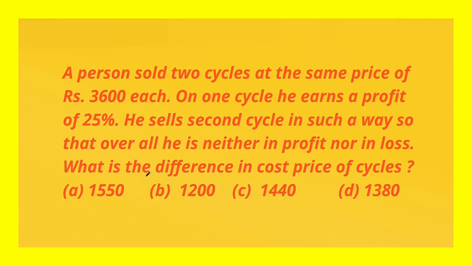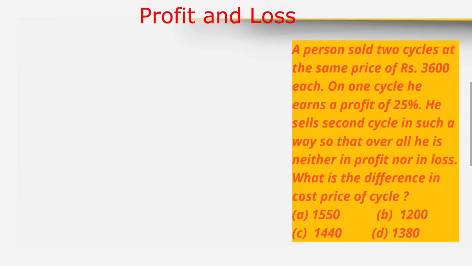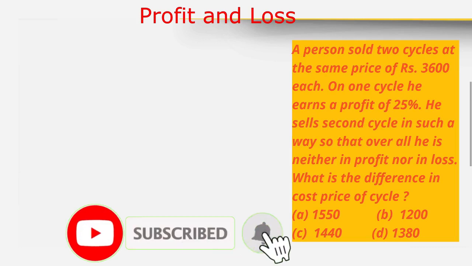What is the difference in the cost price of cycles? The given options are option A 1,550, option B 1,200, option C 1,440 and option D 1,380. We solve this question by two methods: one is the shortcut method and one is the traditional method. So first we solve it by the traditional method.